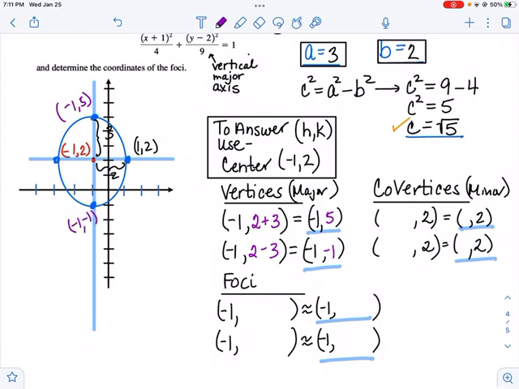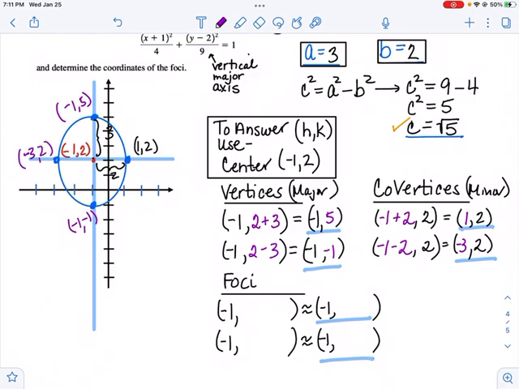And then for the co-vertices, remember, the y value is going to stay the same. And then you're going to start at -1, and then you're going to go over 2 units. So you're going to add 2, and you're going to start at -1 and subtract 2. So you would have then the points 1, 2, which you see on the graph, and then you're going to have -3, 2, and we'll put that over here, -3, 2. So those are the co-vertices.